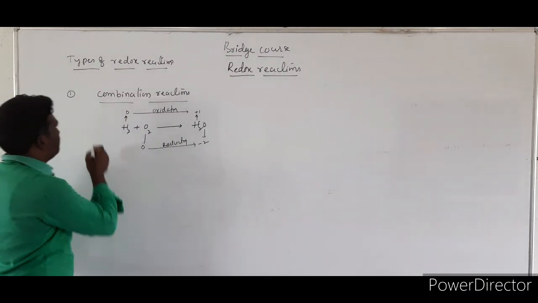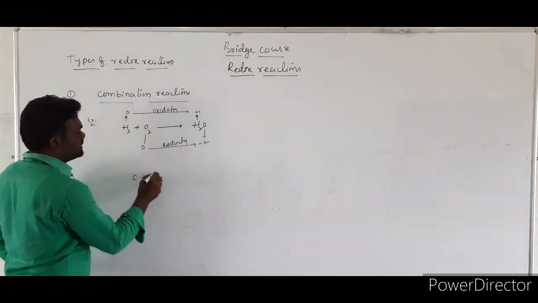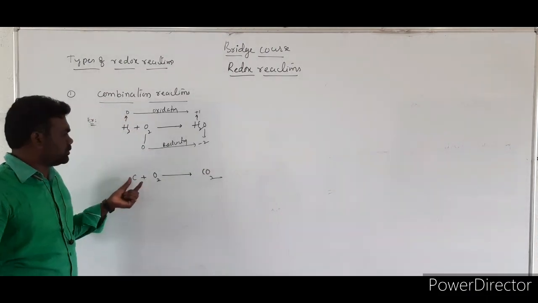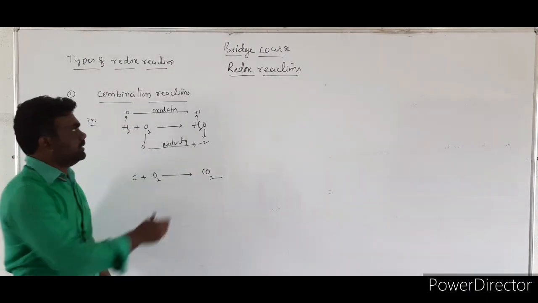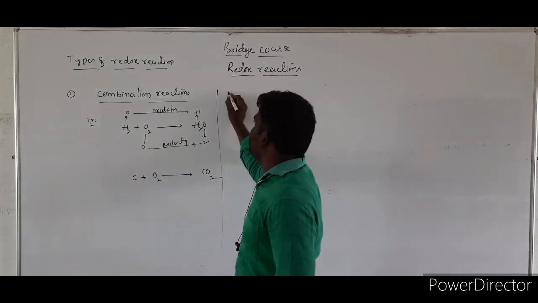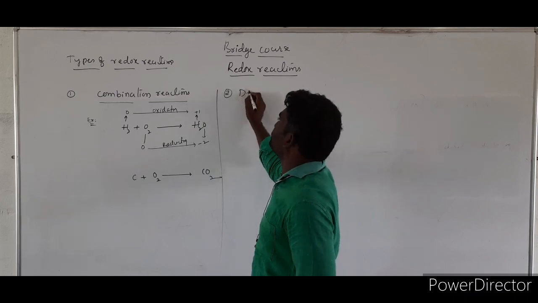Let us take one more example for the combination reaction. You can take C plus O2 giving CO. So this is also two elements combining to form a product. So these are combination reactions. The second category of reaction is decomposition reactions.